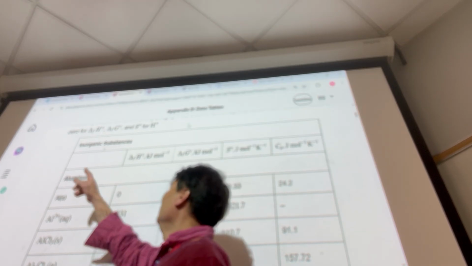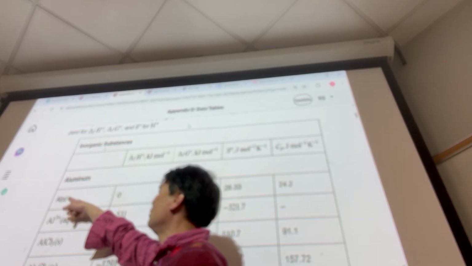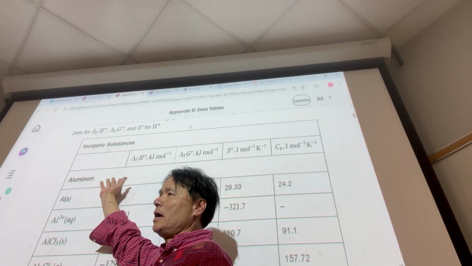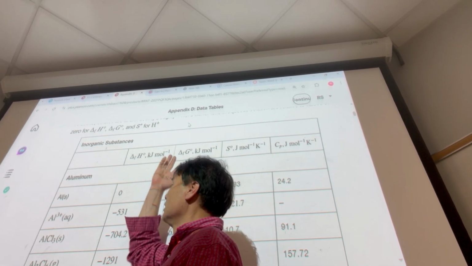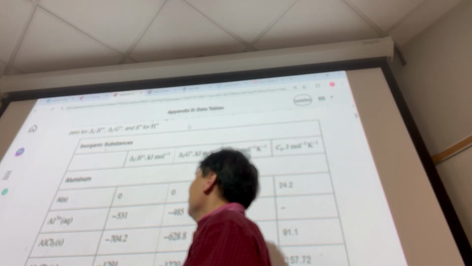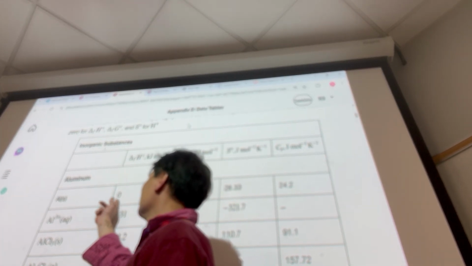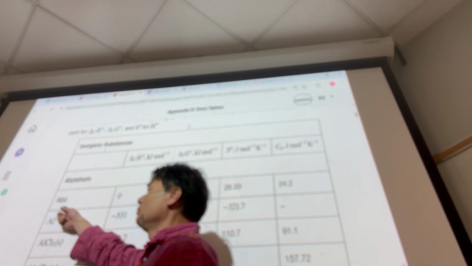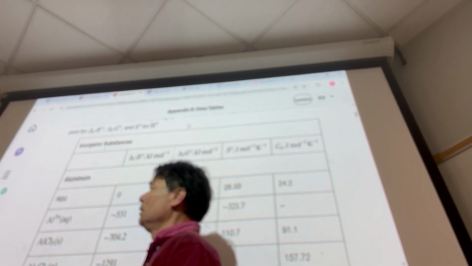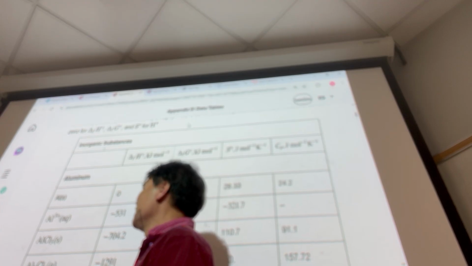F means formation of 1 mole of substance from the elements in their standard state under the given conditions. And so the delta H of formation for this should be 0 because it's formation of aluminum, solid, 1 mole, from the element aluminum in its stable state under these conditions.